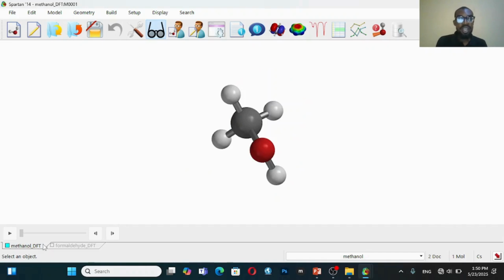So first of all, let's see how we extract information when we are done carrying out a DFT study. Now, I used methanol and formaldehyde because I want to compare them. You can actually just work with one molecule and do the same thing. So let's check our output.